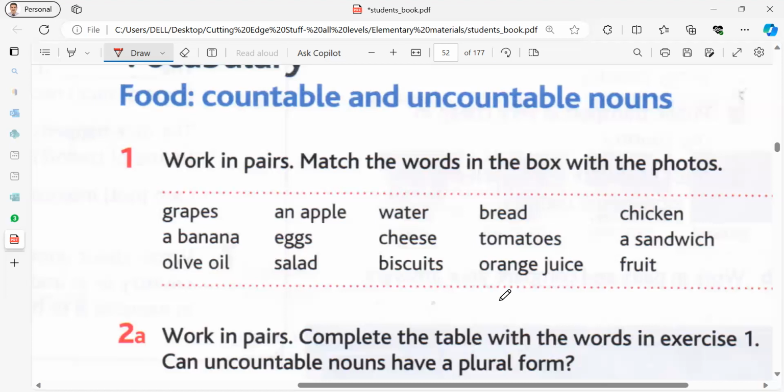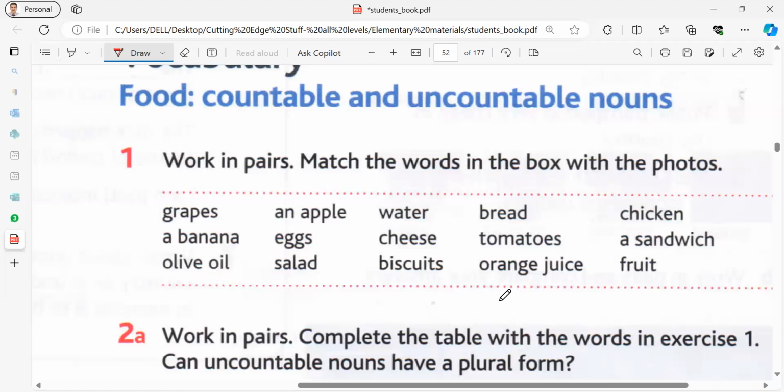Salad. You mean salad. Yes, salad. Okay, salad. What else? Yes, this is good. What about orange juice? Yeah, great. What else? What about chicken?